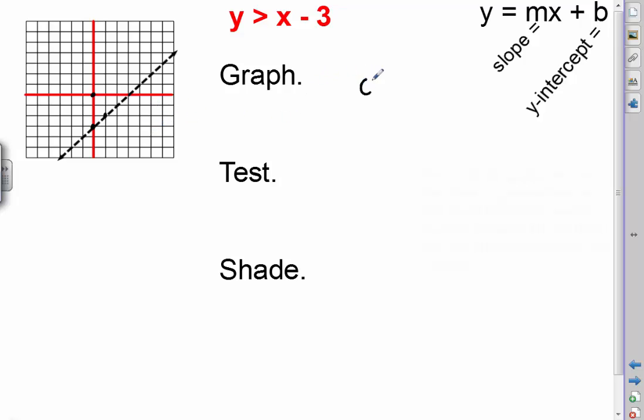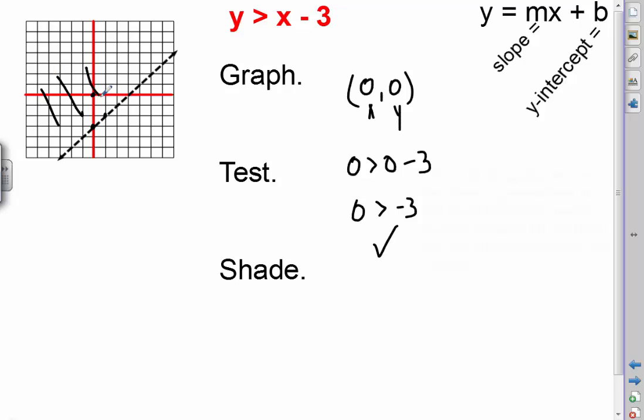So we've got 0, 0, which is the x and the y. We go y, which is 0, is greater than x, which is 0, minus 3. So 0 is greater than negative 3. Is that true? Yes, it is. So since that is true, you shade on the side of the point that you tested. That means everything on this side is included in the solution for this inequality.